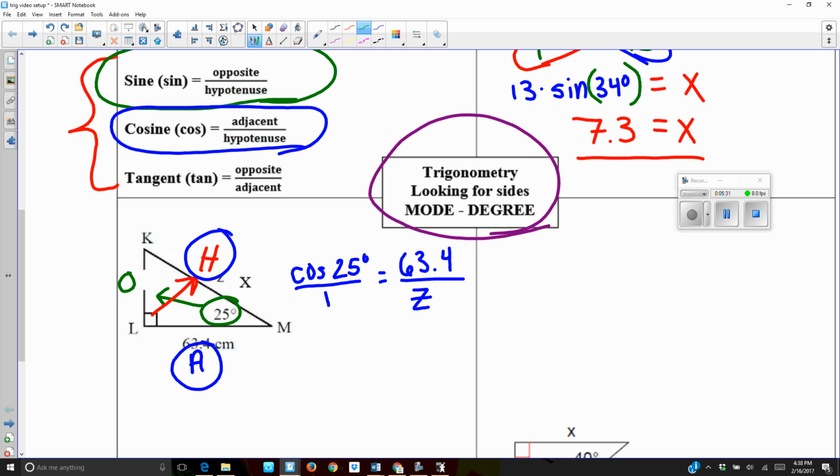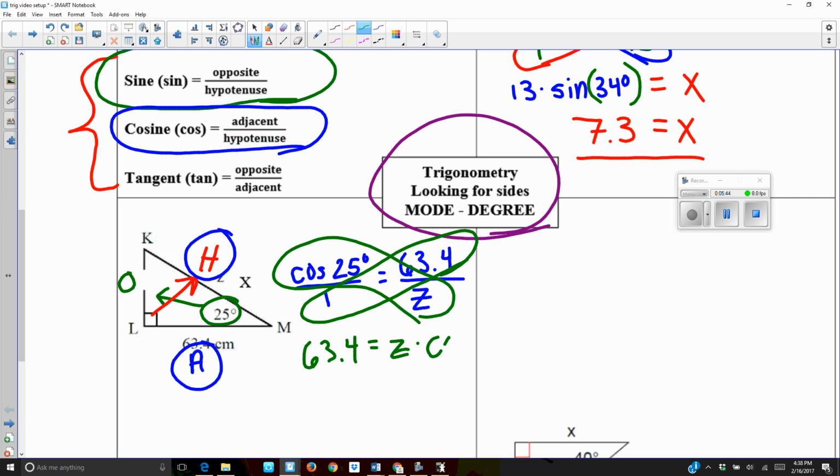Now we're going to cross multiply the same way we did last time. It's a little different this time, though. When we cross product this way, 1 times 63.4 is just 63.4. When we cross product this way, you get z times the cosine of 25 degrees. So to solve for z, you've got an added step where you need to divide both sides by the cosine of 25 degrees. Cross out on the right side, and z is going to equal 63.4 divided by the cosine of 25.